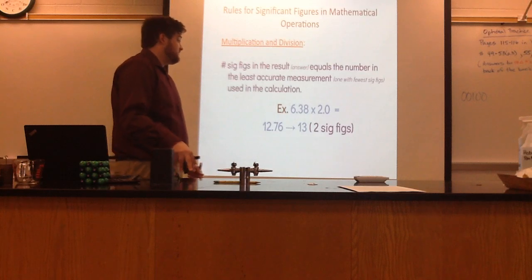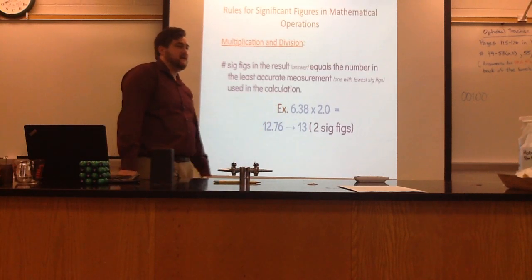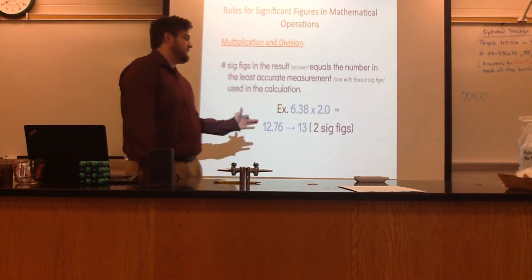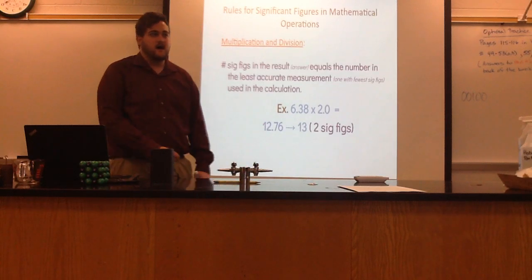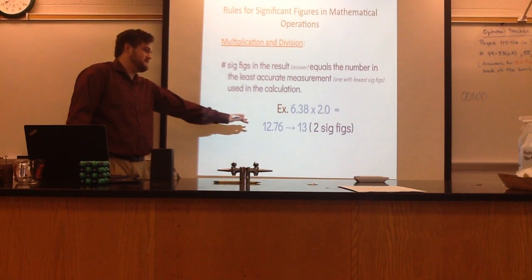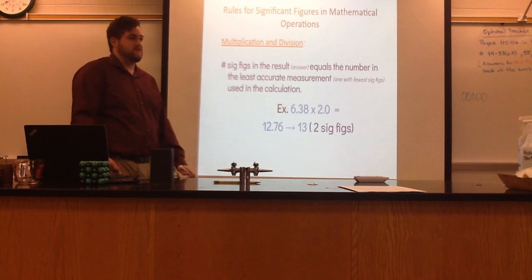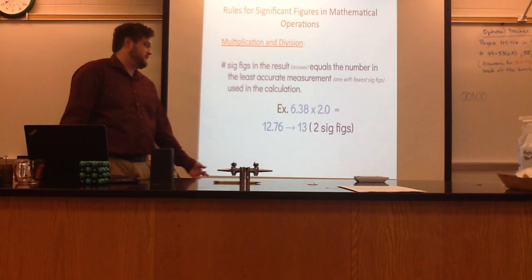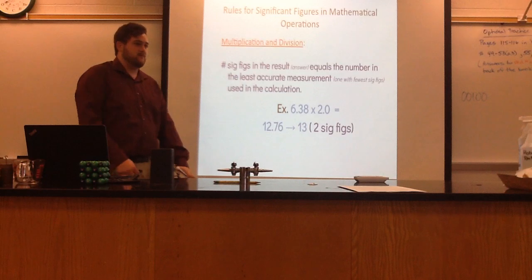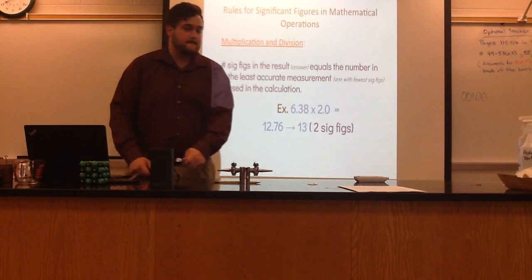It doesn't really apply too much for this problem, but let's say you had an extra step to this problem where you had to divide by 2.5. You would want to keep the 12.76, then divide by the 2.5. You'll still end up getting 2 sig figs, but it'll be a little bit more accurate to what you're actually looking for.